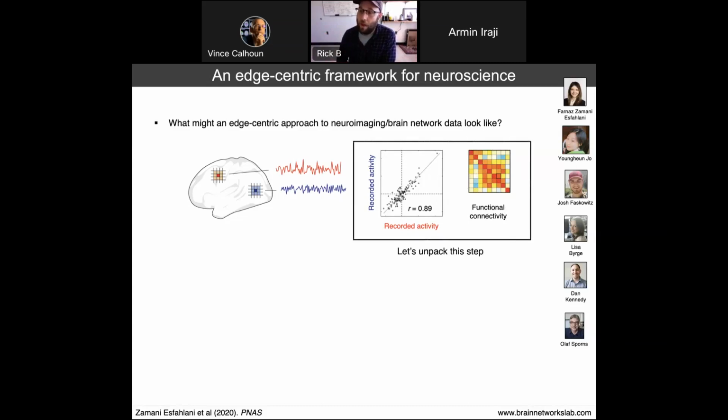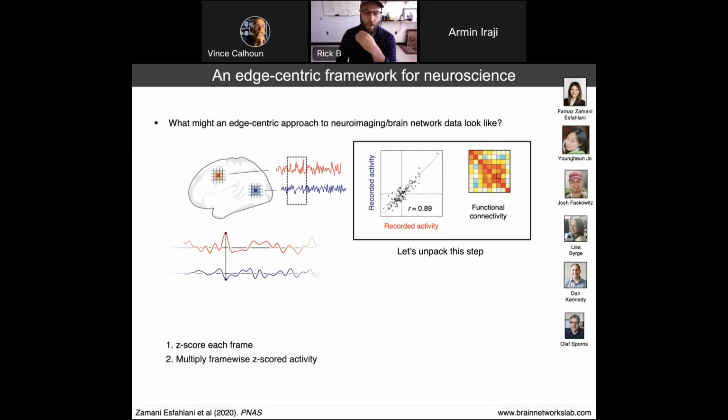I want to unpack this step though, and bear with me. I'm not trying to insult your intelligence, but I want to walk through how we calculate a correlation. The way we calculate a correlation is like this. We take our raw, untransformed time series and z-score it: subtract the mean, divide by the standard deviation. To calculate the correlation, we then multiply every single frame against its counterpart in the other time series. So we're multiplying the z-scored activity at a frame-wise level. Do this for all frames, sum, normalize, and that gives us our correlation coefficient. That is the simplest way you can get a correlation.